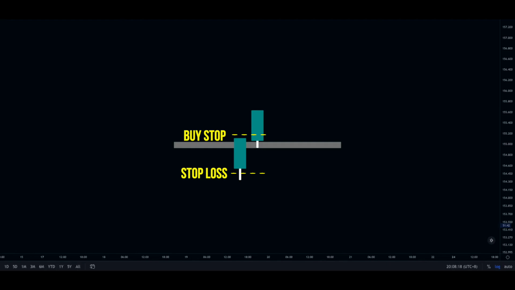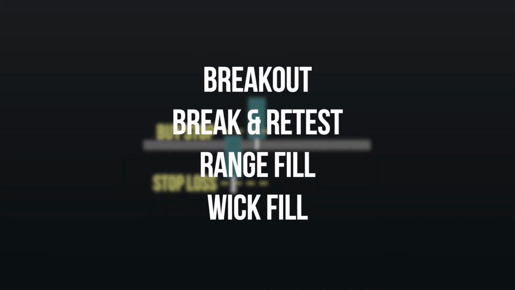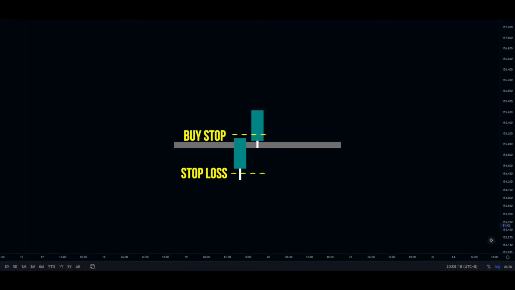From time to time, we may find that the perfect setup has printed on the chart, but price still hasn't provided an entry. This is okay. As disciplined traders, we stick to our game plan and never attempt to force trades. We have four major setups that we look for: breakout, break and retest, range fill, wick fill. Let's take a look at all setups starting with breakout.